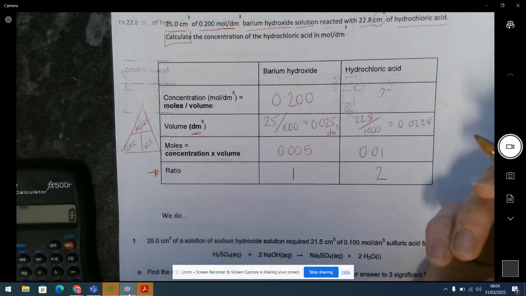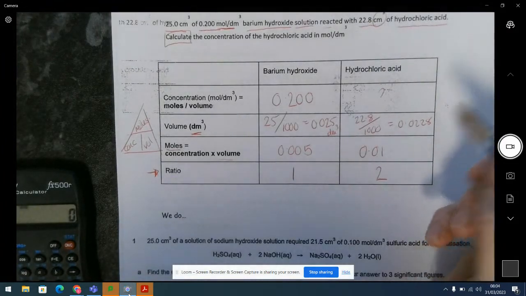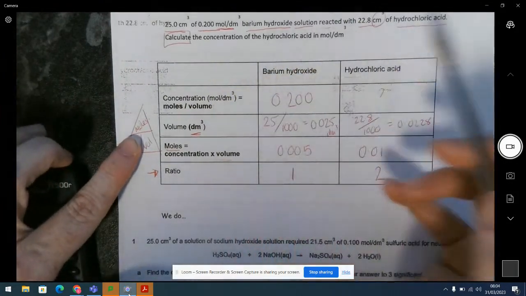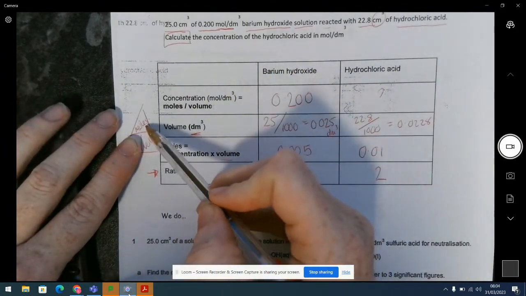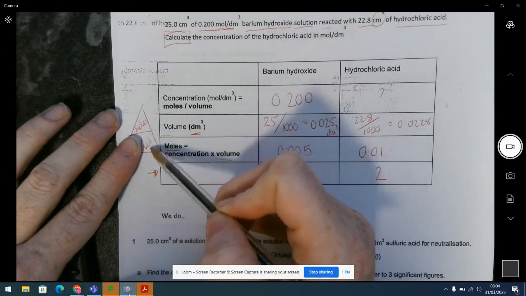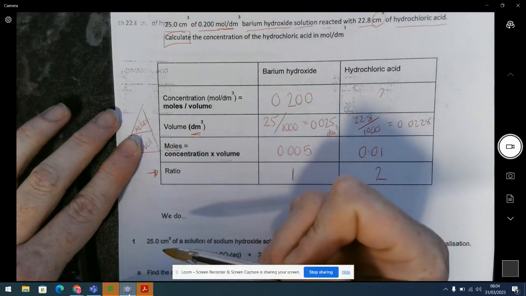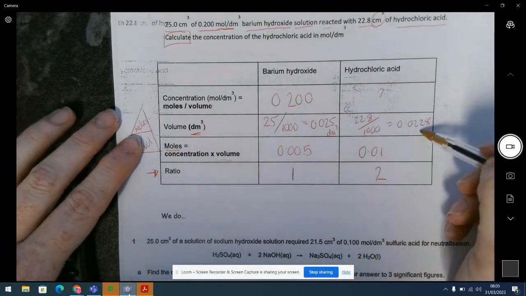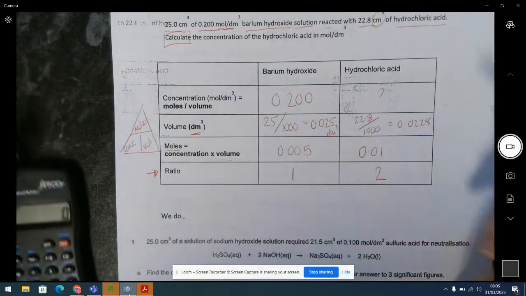And this is where you then have to rearrange your equation. So I want to find out concentration. So I cover over concentration on the triangle. And to do that, I would do moles divided by volume in decimeters cubed. You can see I've got the moles value there, and I've got my decimeters cubed value there.